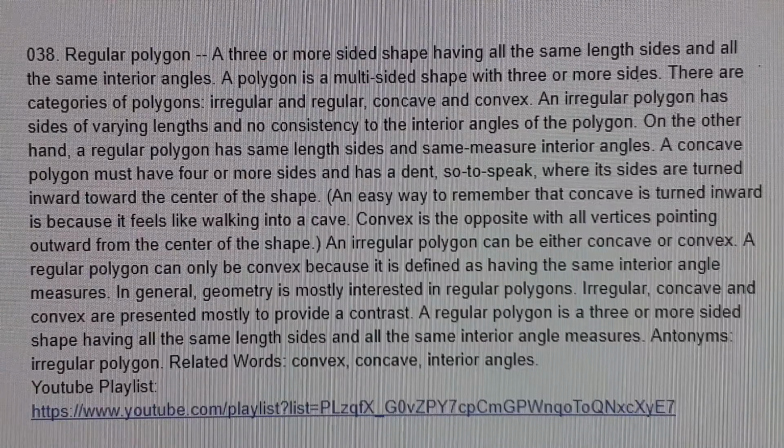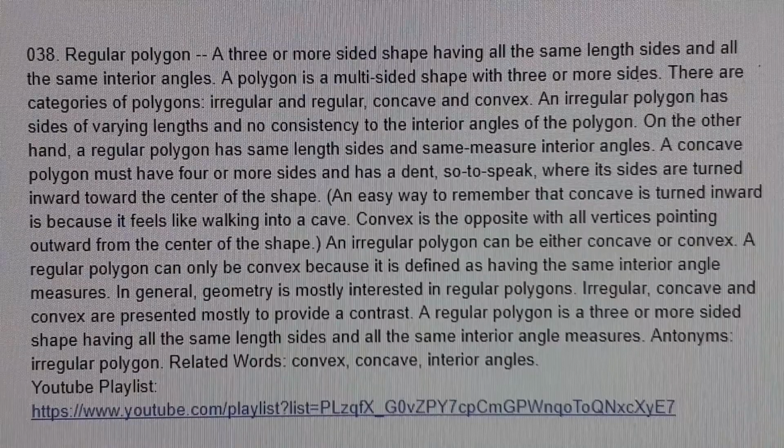Regular polygon. A three or more sided shape having all the same length sides and all the same interior angles. A polygon is a multi-sided shape with three or more sides. There are categories of polygons: irregular and regular, concave and convex.